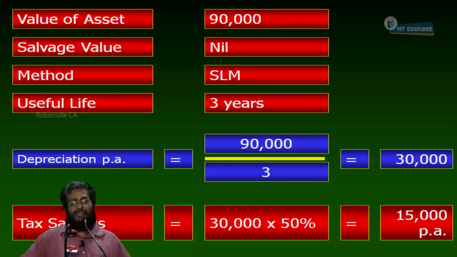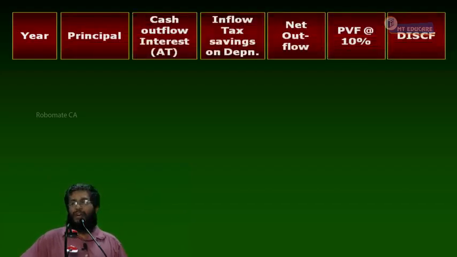Now can you go for the last summary calculation? Next. Step 3 or step 4? Step 4. Calculation of discounted outflow under installment option. Under installment option, can I start or not? Have the following columns.